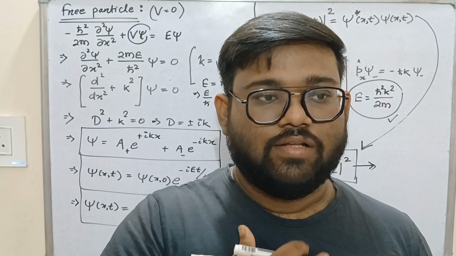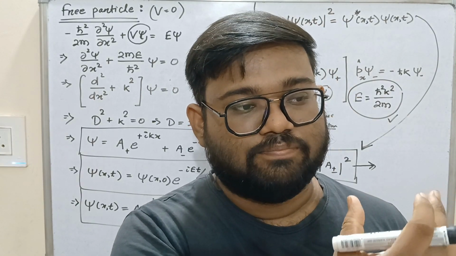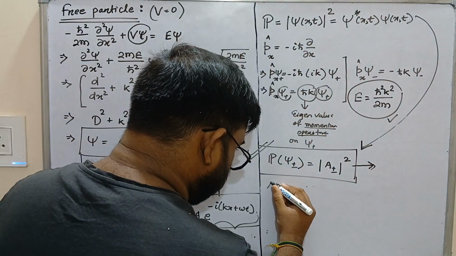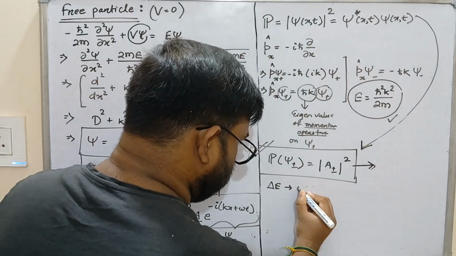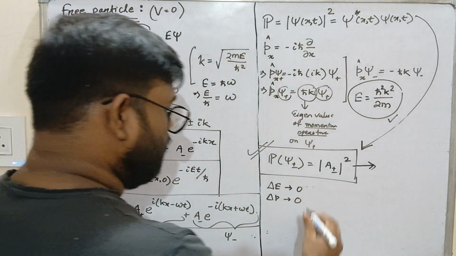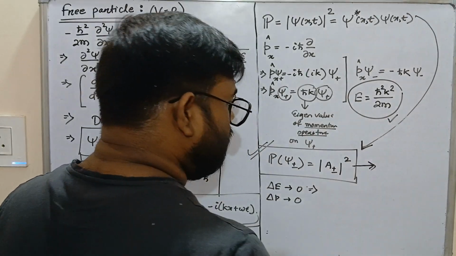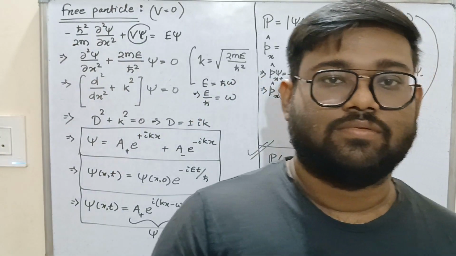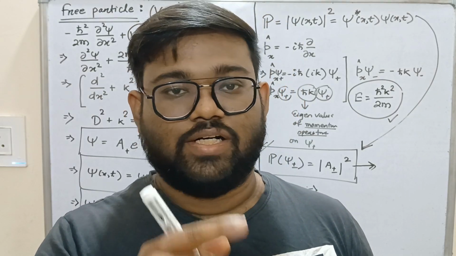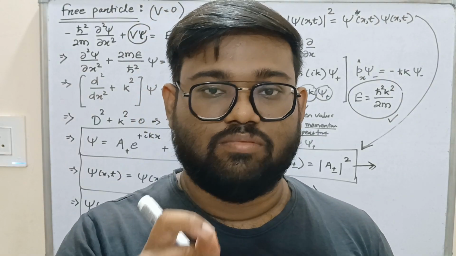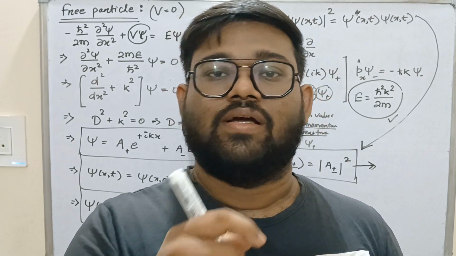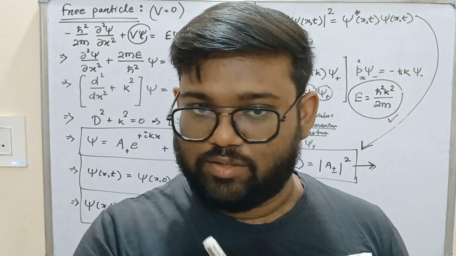In this situation, when both momentum and energy are coming out to be exact values, won't we have delta E tends to 0 and delta P tends to 0? Then, we know that the Heisenberg uncertainty relation is that delta E into delta T has to be greater than or equal to h bar by 2, and similarly delta X into delta Px has to be greater than or equal to h bar by 2.